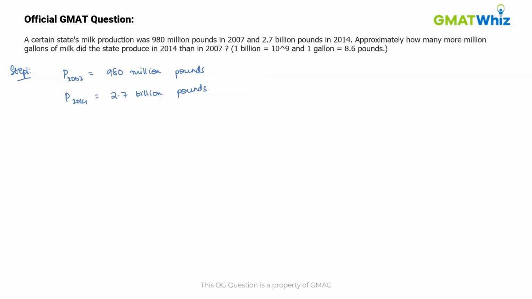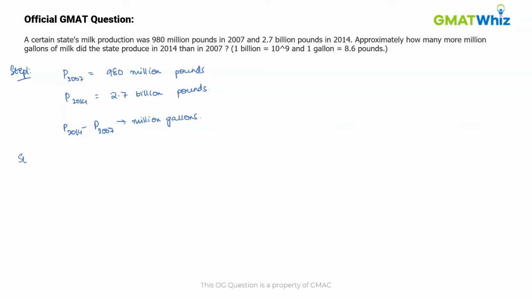We have to find out how many more million gallons of milk this state produced in 2014 than in 2017. So we basically have to find the production of 2014 minus the production of 2017 in million gallons. So we basically have to find the difference, and we also have to change it into gallons.